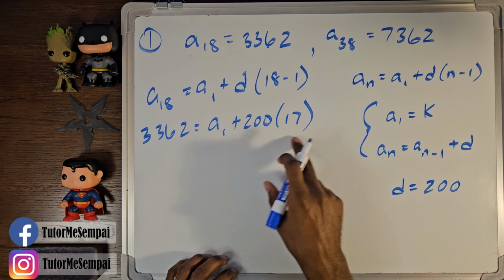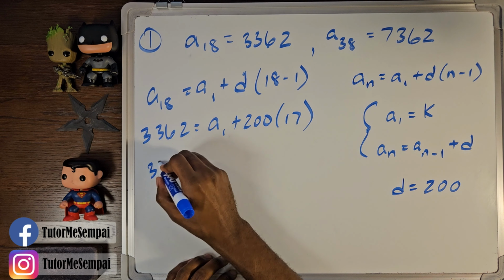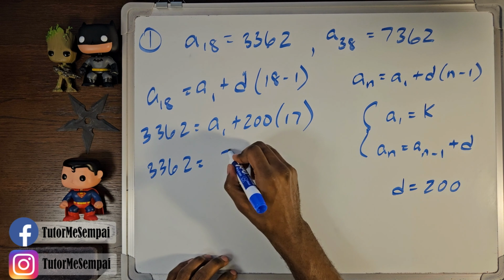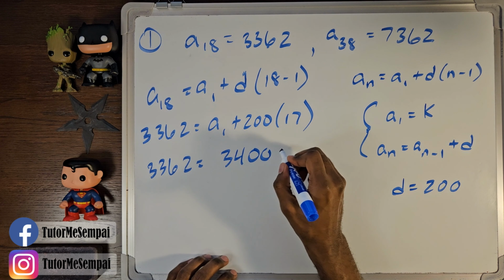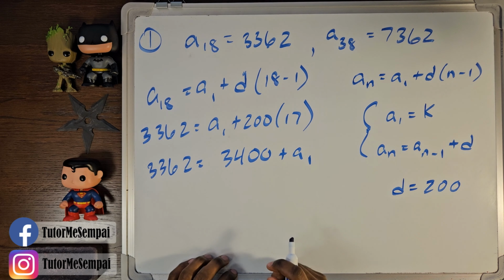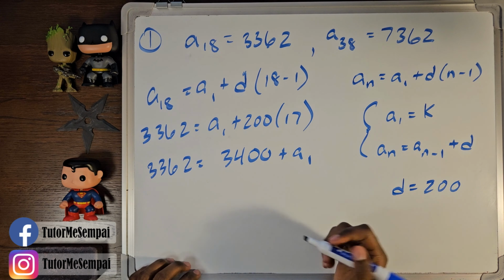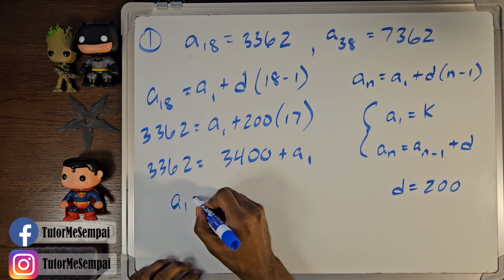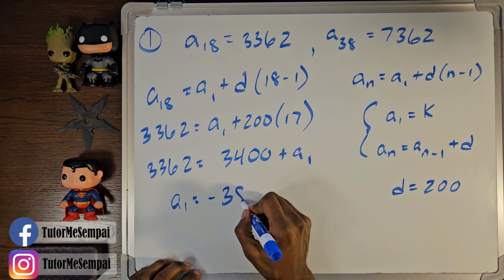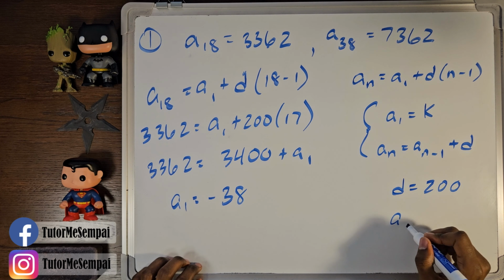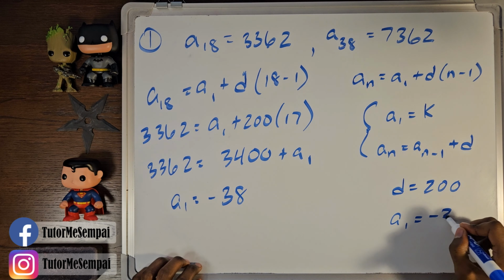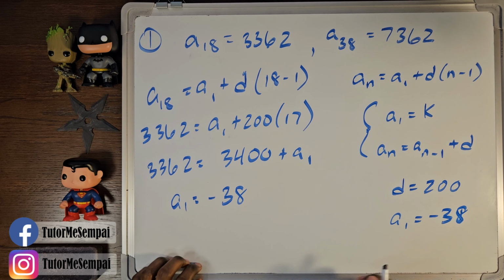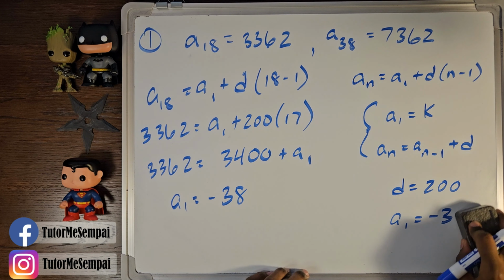Now, when you multiply 200 and 17 together, you're going to get 3,400 plus your a sub 1. And remember, we're solving for a sub 1, so that means our a sub 1 is going to equal negative 38. Now we know our d and our a sub 1, which is negative 38.